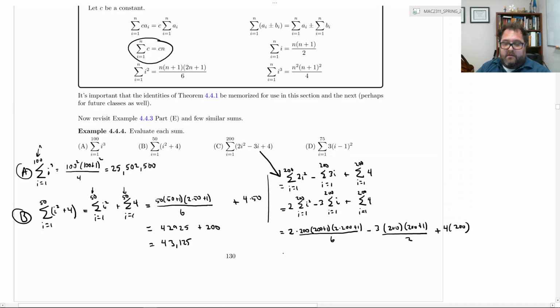And again, grab your calculator at this point. Just be careful. Don't make any typos. I'll try my best here. We have 2 times 200 times 200 plus 1, so 201, times 2 times 200 is 400 plus 1, so 401. So times 401, sorry. Almost made a mistake. Divided by 6. Minus 3 times 200 times 201 divided by 2, plus 4 times 200.